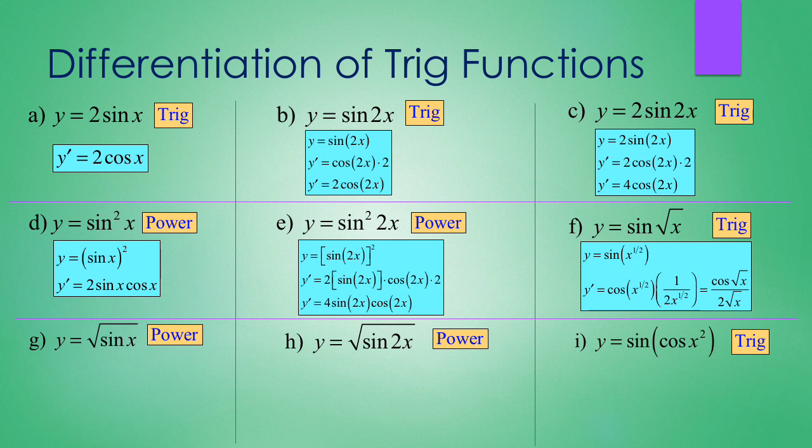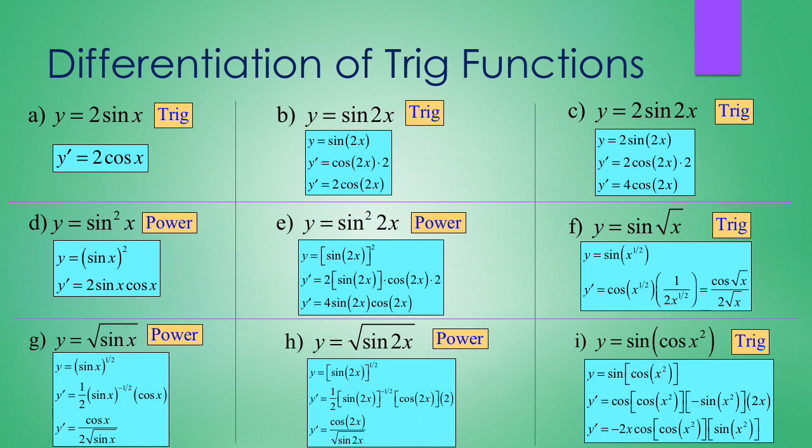F reads y equals the sine of the square root of x. This is a trig problem. It's the sine of x to the 1/2. The derivative of sine of x to the 1/2 is cosine of x to the 1/2 times the derivative of x to the 1/2, which is 1 over 2x to the 1/2. Final answer is cosine of the square root of x over 2 square root of x.